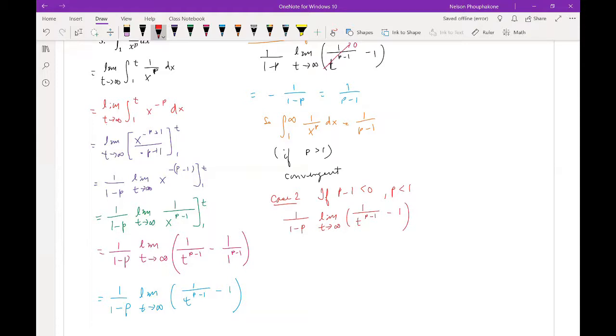Okay. So you will see that if p minus 1 is less than 0, meaning this number is negative, it will be t to some power, right? So when t goes to infinity, what happens to this whole thing? This whole thing goes to infinity. That means the limit does not exist. Okay, so therefore this is divergent.